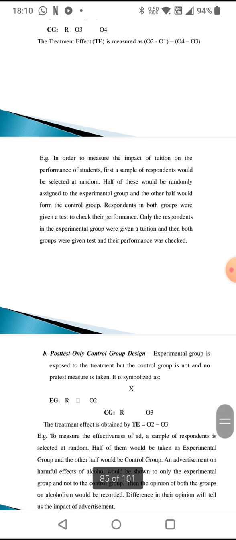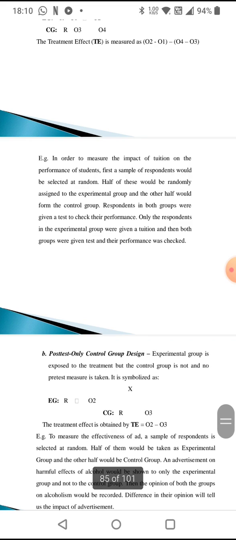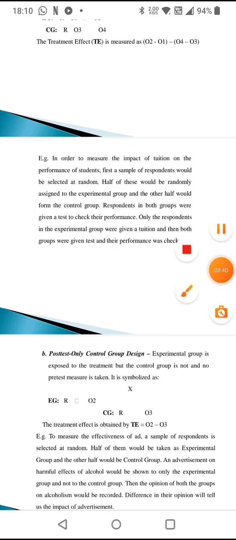This is an example which we have shown for pre-test and post-test. So see, in order to measure the impact of tuition on the performance of students, first a sample of respondents would be selected at random. Half of these would be randomly assigned to the experimental group and the other half would form the control group. Respondents in both groups were given a test to check their performance. Only the respondents in the experimental group were given tuition, and then both groups were given a test and their performance was checked.